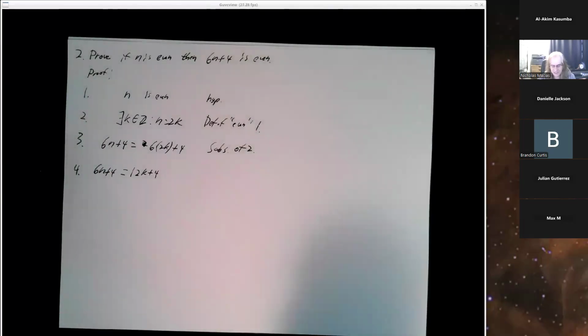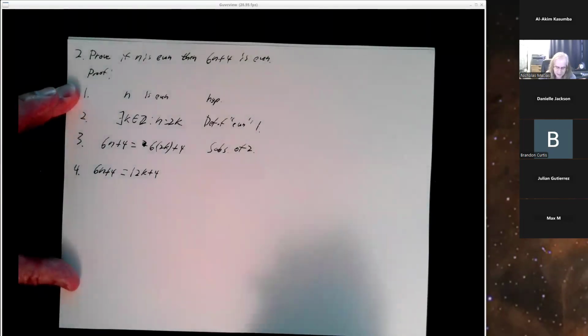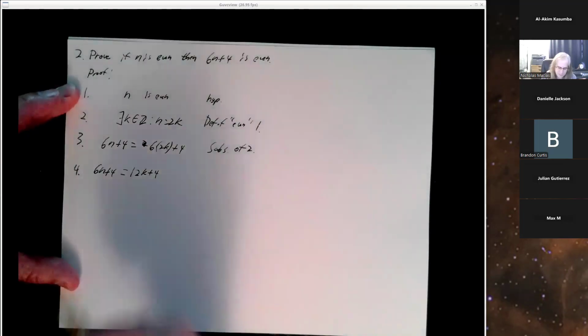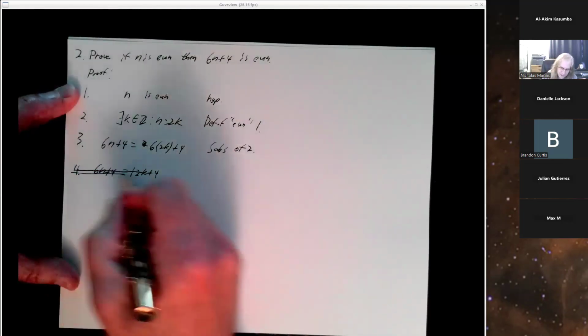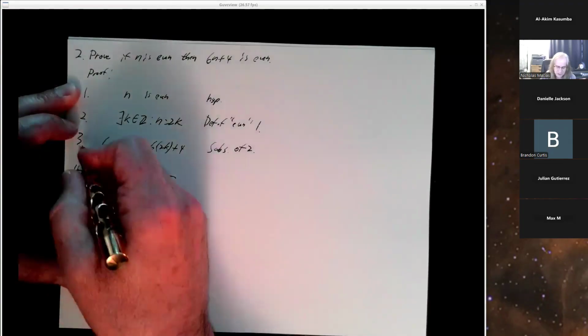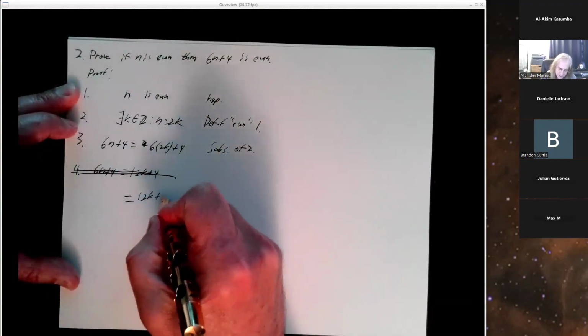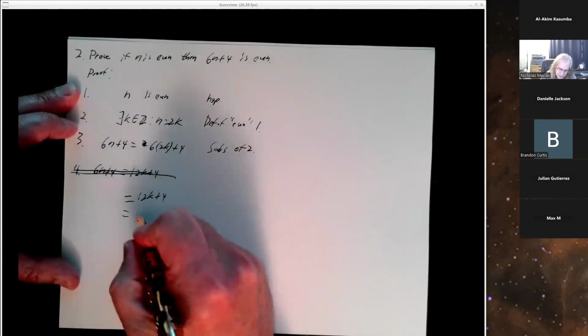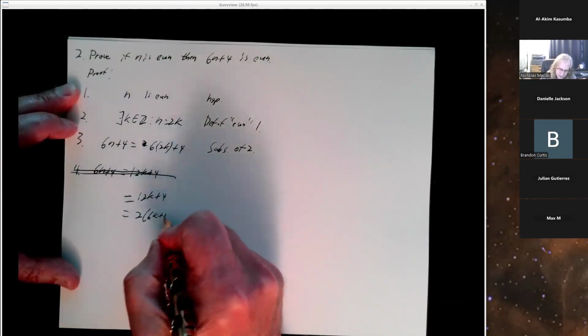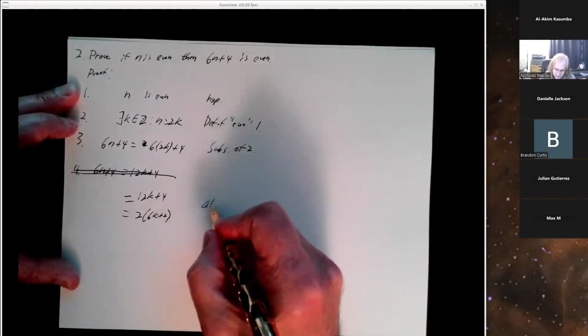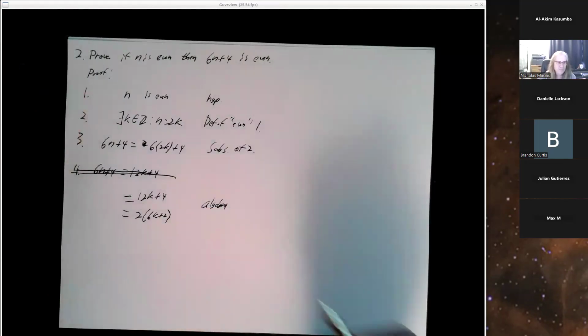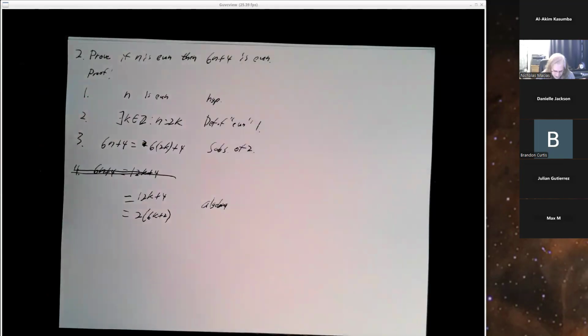Or, as I've said in this course, you can skip the complexity of that and just continue proposition 3 and say this equals 12k plus 4, which equals 2 times 6k plus 2, and that's all algebra. And that's totally legal, right?